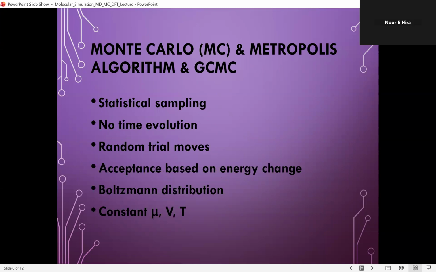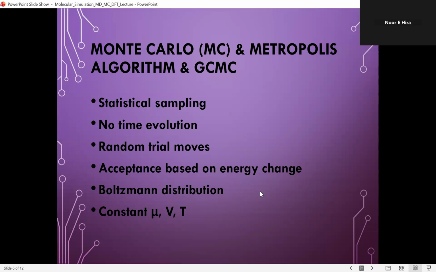Now moving on to Monte Carlo and the Metropolis algorithm. Actually, Monte Carlo uses the Metropolis algorithm, and GCMC is Grand Canonical Monte Carlo simulation, which is a type of Monte Carlo simulation. So let us understand this.